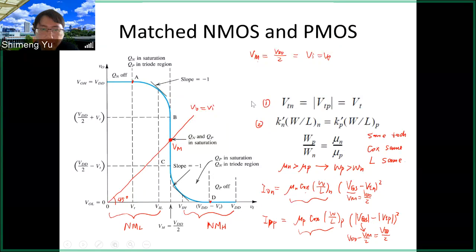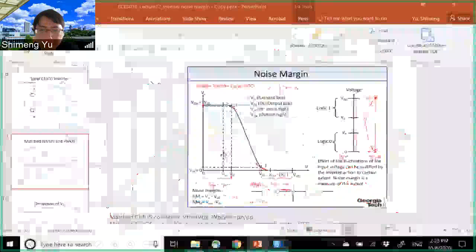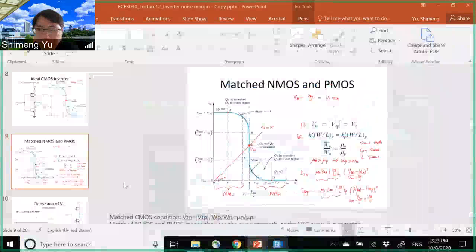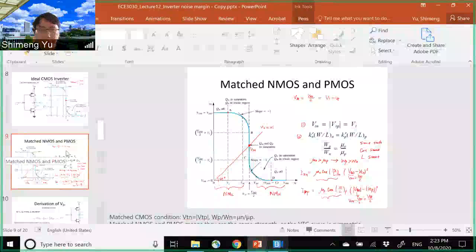So any questions here? This is on the matched condition.